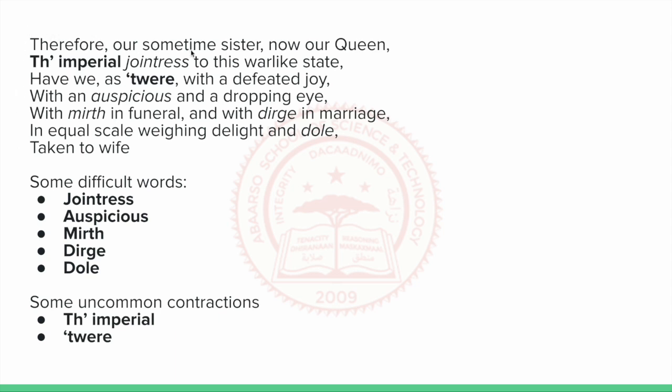Therefore, our sometime sister, now our queen, the imperial jointress to this warlike state, have we, as 'twere with a defeated joy, with an auspicious and dropping eye, with mirth in funeral, and with dirge in marriage, in equal scale, weighing delight and dole, taken to wife.